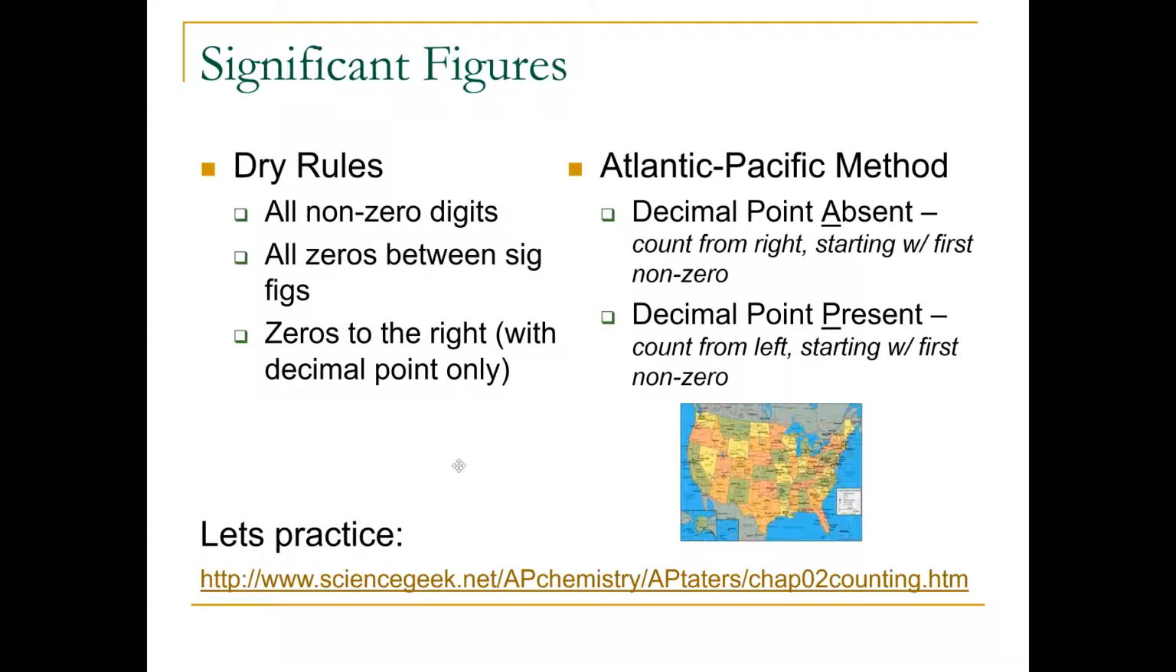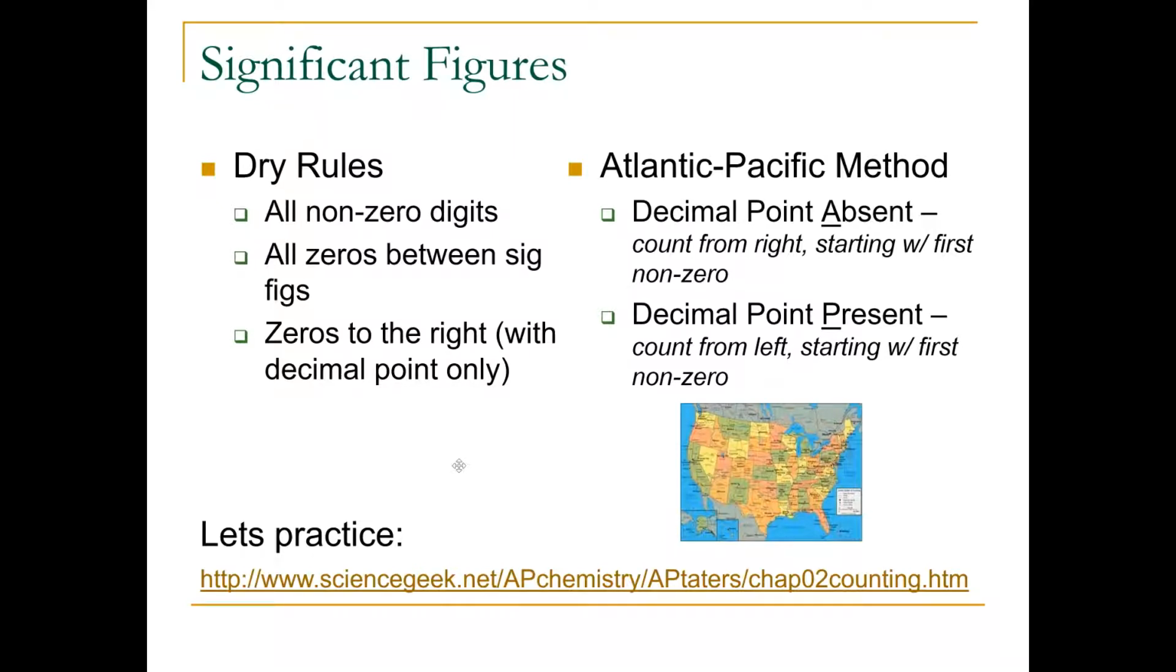Sig figs, again, you'll need to know for this chapter how many sig figs are in a value. After this chapter, you just need to be able to provide an answer that doesn't have way too many sig figs. So the dry rules for sig figs: any non-zero digit counts as a sig fig. So 1, 2, 3, 4, up through 9, those are all sig figs. Any zeros between those non-zero digits also count. So if a number is 504, all three of those digits count.